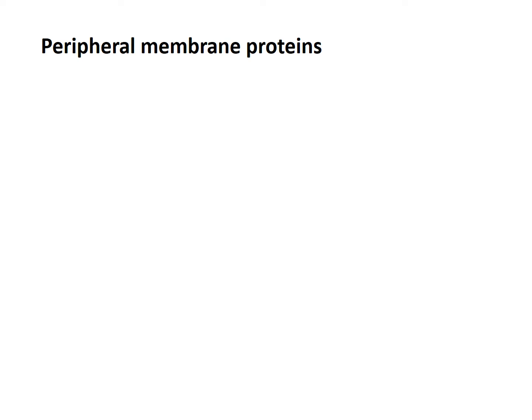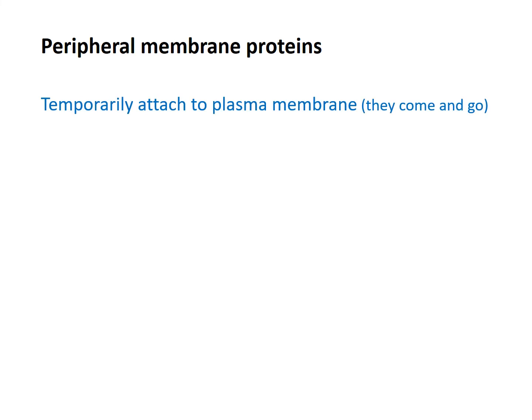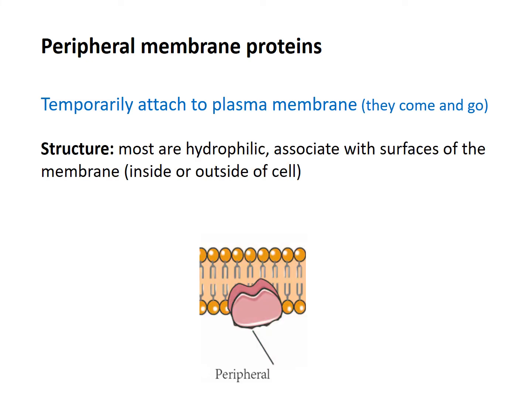The next type of membrane protein are peripheral membrane proteins. Recall that these are only temporarily attached to the plasma membrane, meaning they can float up to the membrane, attach to it for a while, then release themselves and go somewhere else. Structurally, most are hydrophilic because they tend to associate with the surfaces of the membrane, either inside the cell or outside of the cell, meaning they are interacting mostly with those phosphate heads of the lipid bilayer, which are hydrophilic.